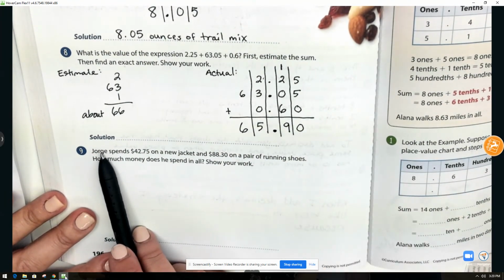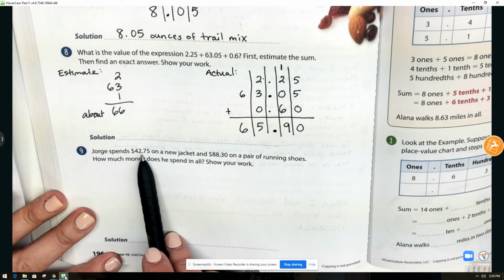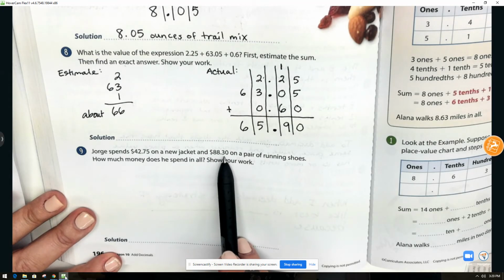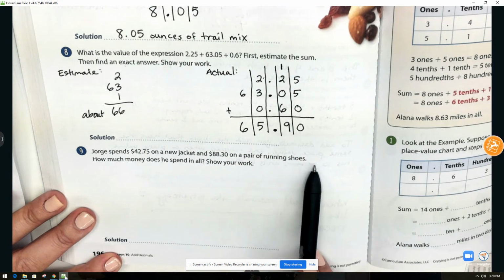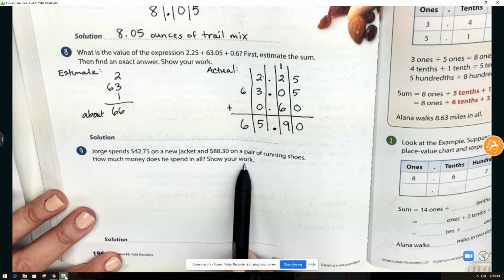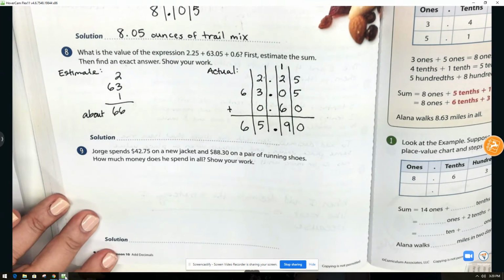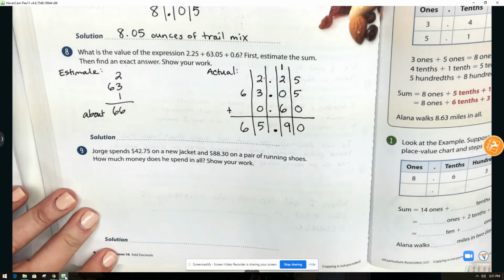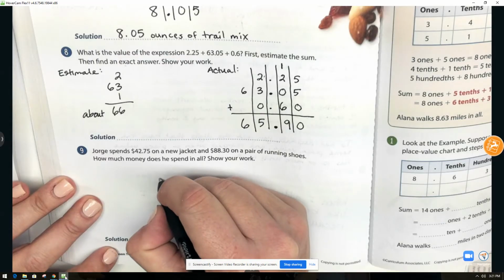Finally, we're going to go ahead and do this last problem. It says, Jorge spends $42.75 on a new jacket and $88.30 on a pair of running shoes. How much money does he spend in all? Show your work. We're going to go ahead again and stack these two on top of each other.